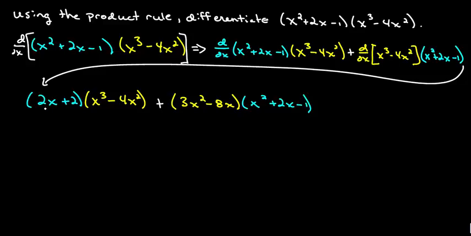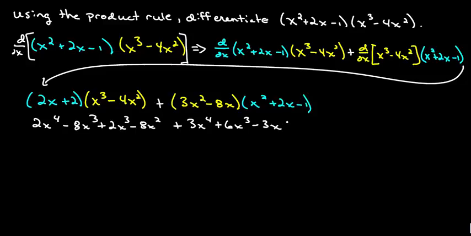I'm actually going to do my multiplication in. So this is going to be 2x to the fourth minus 8x to the third plus 2x to the third minus 8x squared. This one over here will be 3x to the fourth plus 6x to the third minus 3x squared minus 8x to the third minus 16x squared plus 8x.